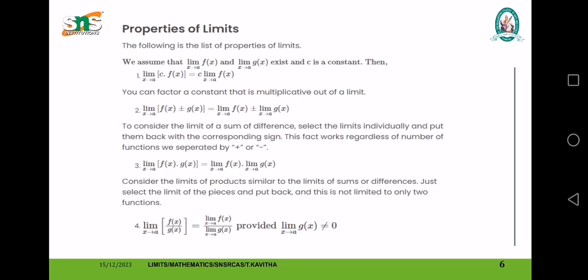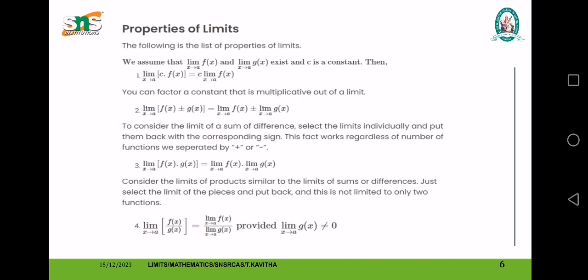These are the properties of limits. The following is the list of properties of limits. We assume that limit x tends to a f of x and limit x tends to a g of x exist and c is a constant. First, limit x tends to a c times f of x is equal to c times limit x tends to a f of x. You can factor a constant multiplicative out of a limit.